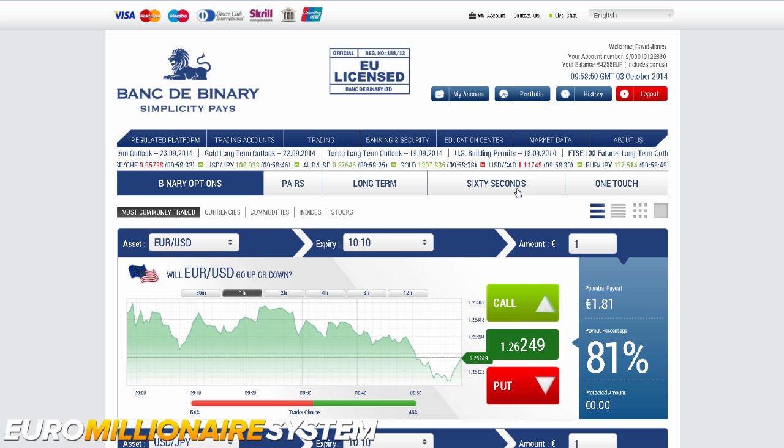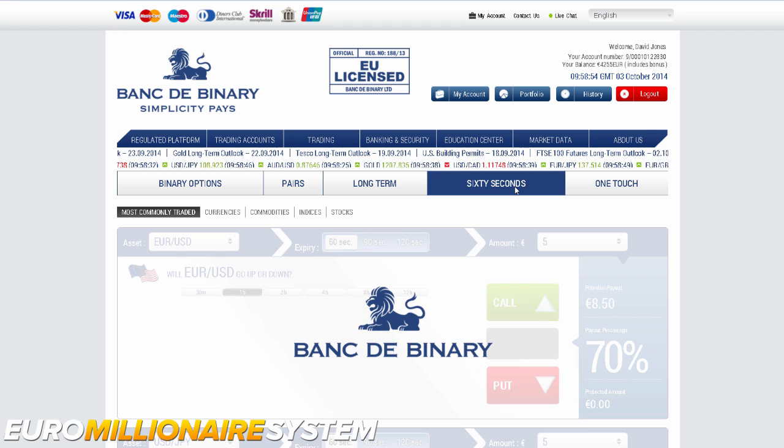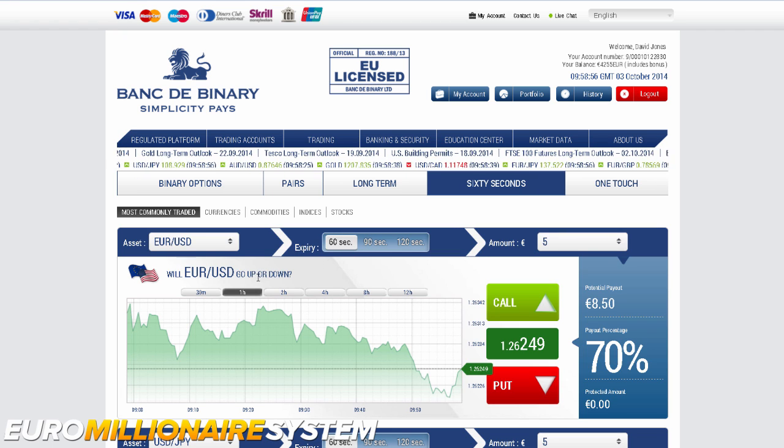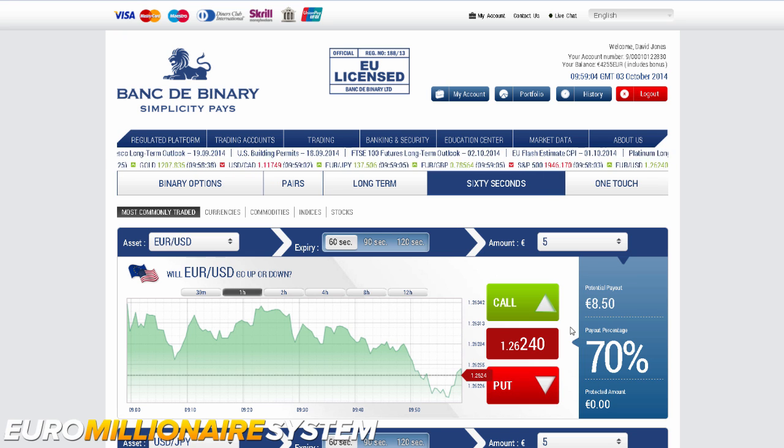So let's click on the 60 seconds tab right here. The Euro USD pair is already selected, which is the pair we'll be trading today. These are the call and put buttons used to indicate the direction in which you want the trade to go. The payout percentage and the graph show you how the pair is performing.